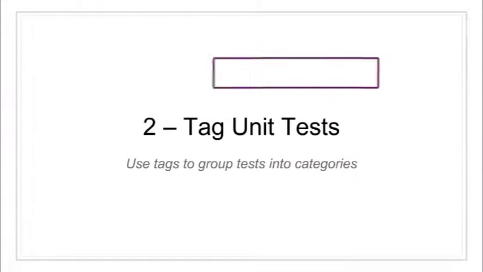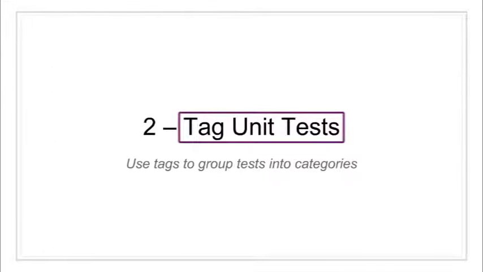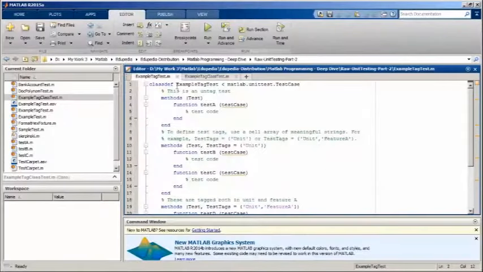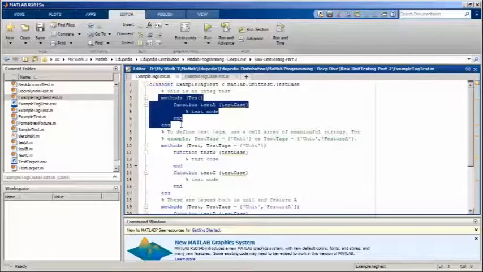In this second section, I will talk about how to use test tags to group tests into categories and then run the tests with these specified tags. So here is an example tag test that is inherited from the test case class. What you see here is an untagged test. So basically test A is not tagged to anything and this class is also not tagged to anything.